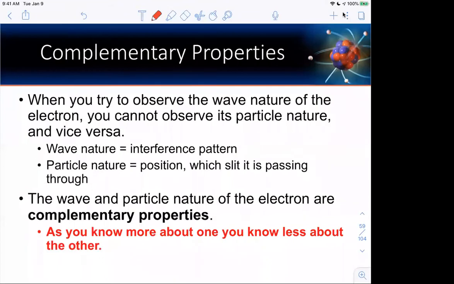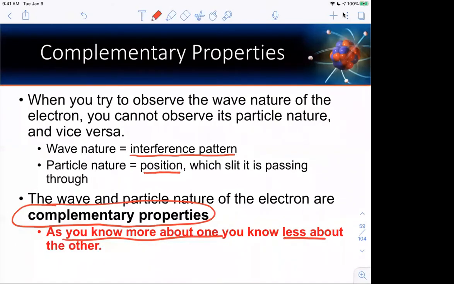So I can set up an experiment where I see the interference pattern, and I can set up an experiment where I see that position with those two lights, right? The problem is the act of observing actually changed the behavior. So these are called complementary properties. If I know more about one, I know less about the other. So I can't actually observe them together. I can observe one or the other. I can't observe them together.